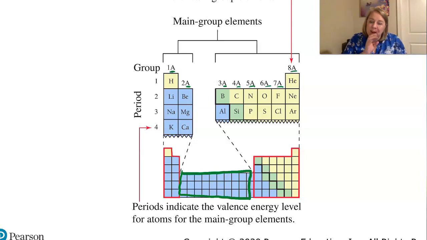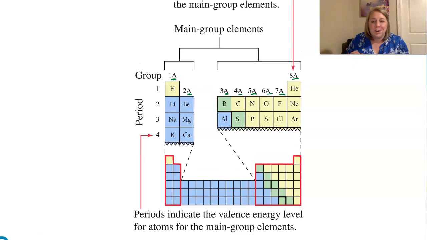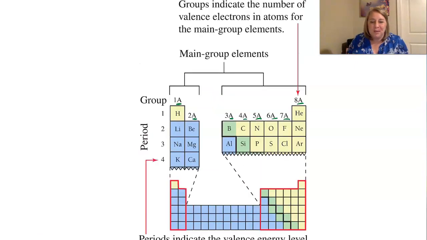Those can have multiple states, and so you don't exactly know how many valence electrons they have depending on how they're configured. So we'll talk about some special cases later, but we're going to learn just about the easy stuff first, right? So our groups tell us our number of valence electrons. Our periods tell us the principal energy level. So you can take any one.